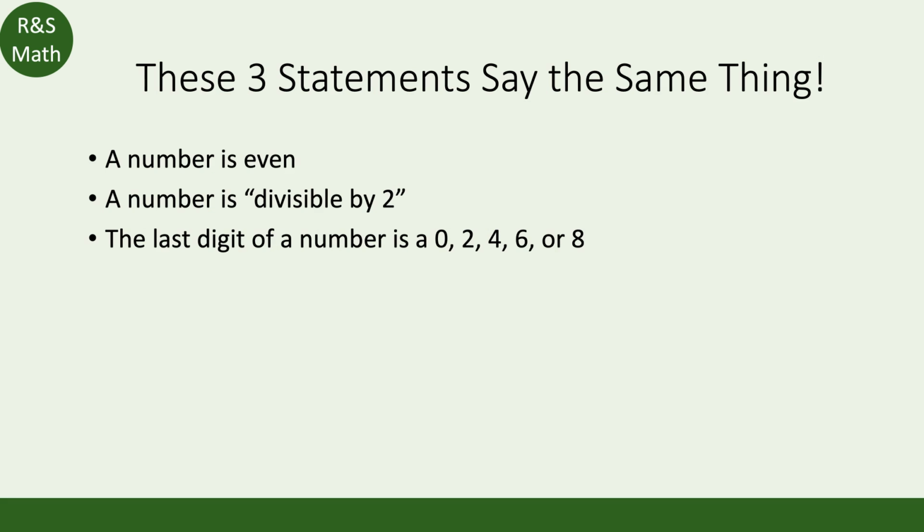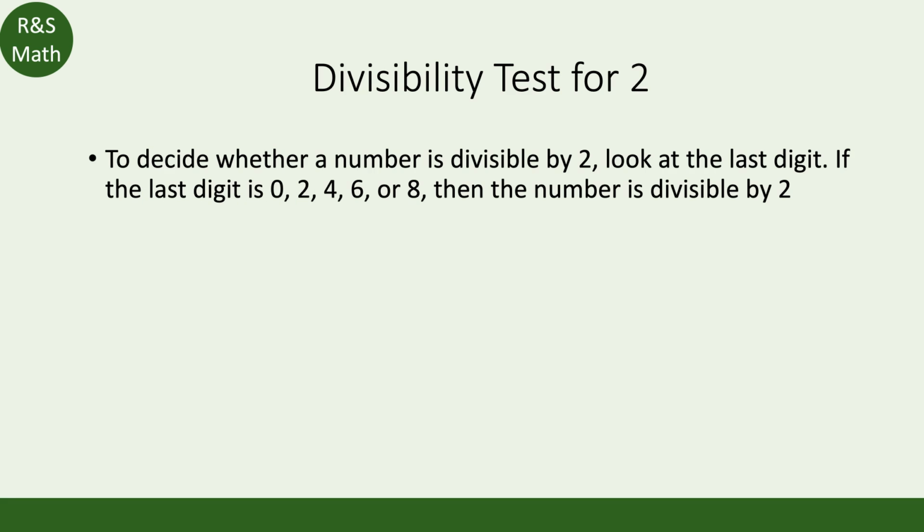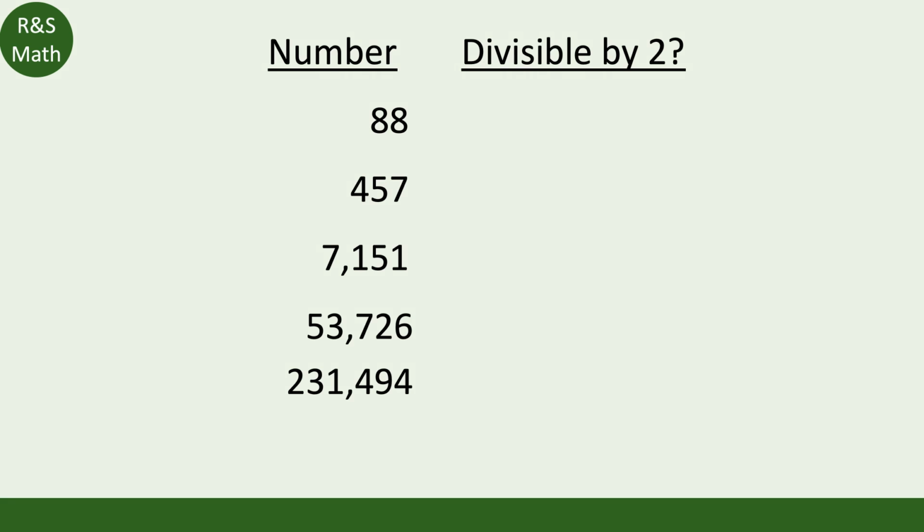So, to summarize, the following three statements say the same thing. A number is even, a number is divisible by 2, and the last digit of a number is 0, 2, 4, 6, or 8. Looking at the last digit to see if a number is divisible by 2 is called the divisibility test for 2. Now let's look at some numbers and decide whether or not they are divisible by 2.